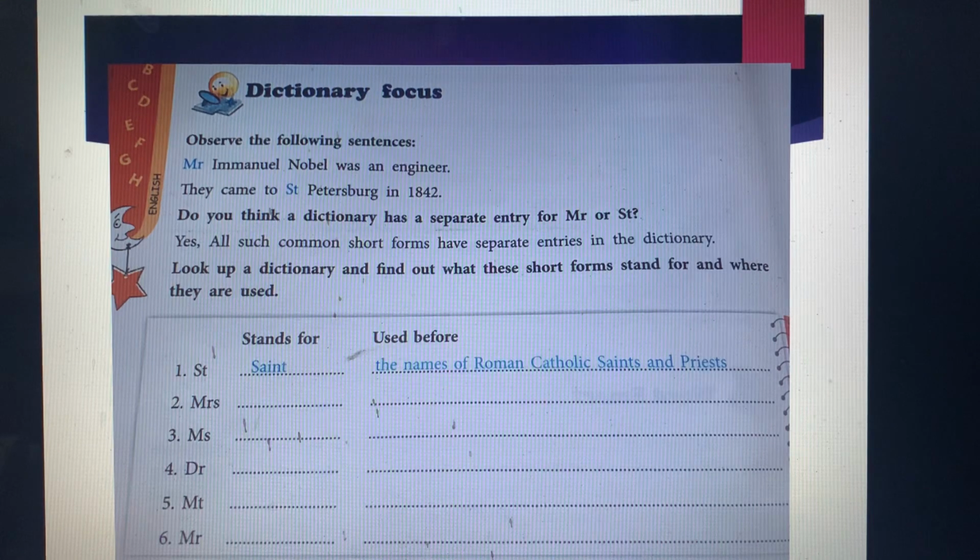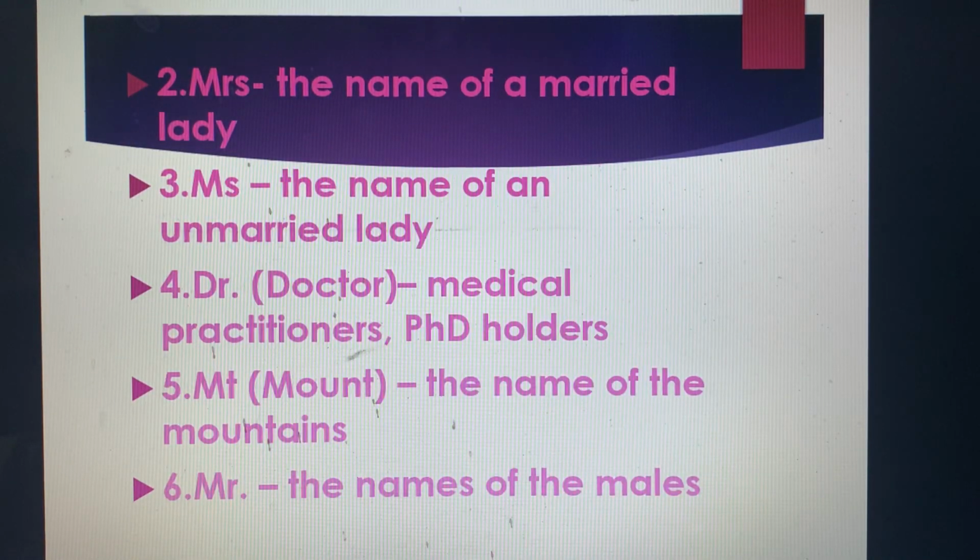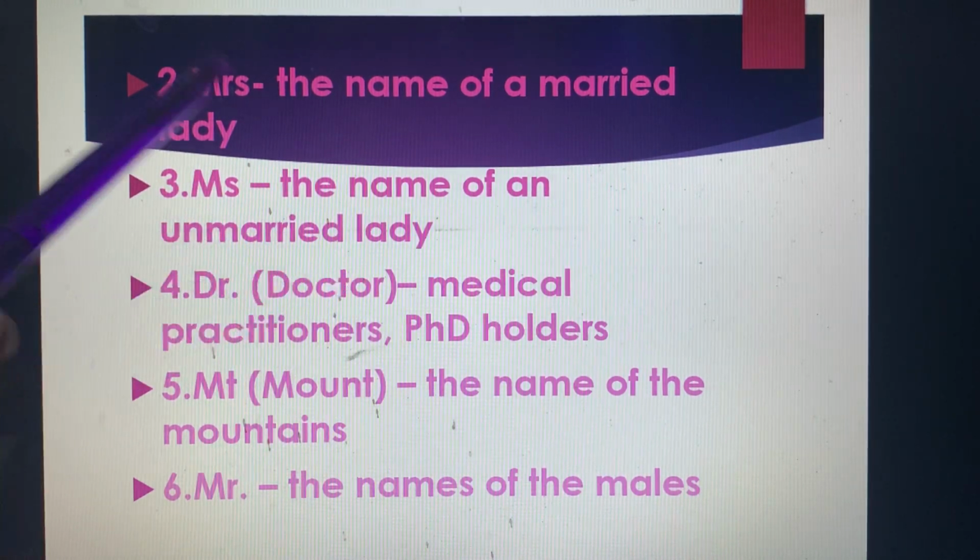MR stands for Mr. Dad लगाते हैं ना आपके Mr. this. Now these are the answers over here. You can check. Mrs. the name of a married lady. Miss the name of unmarried lady.